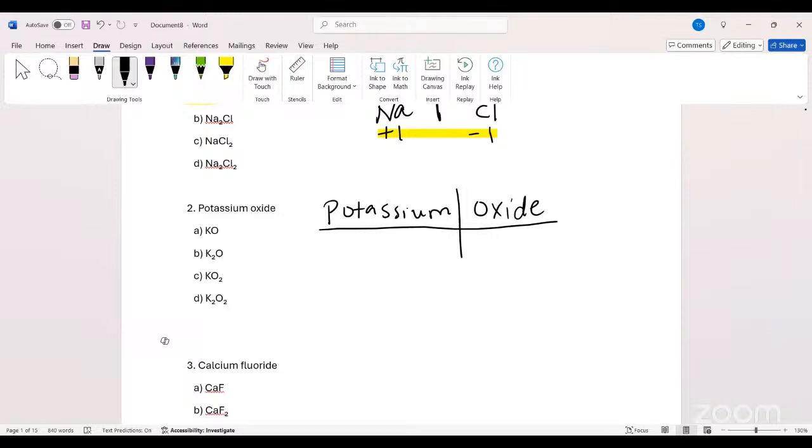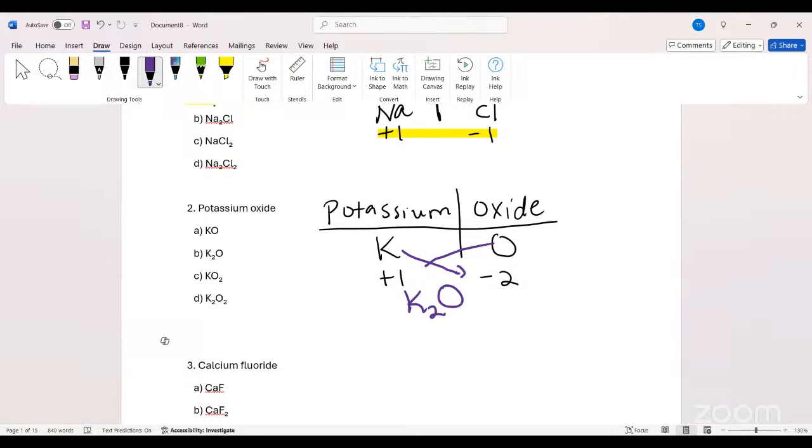So potassium is in group 1, okay? Oxygen is in group 16. Or no, I'm sorry, group 17, excuse me. No, group 16. So it has a -2 charge, okay? Because of those charges, we're going to swap them. So potassium is going to take the subscript of 2, and oxygen is going to take the 1, but we don't have to write the 1. So the formula becomes K2O.